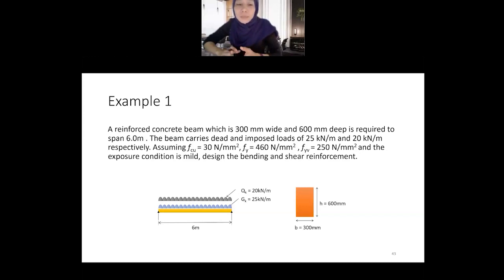formula. But in this class, because dalam soalan ni, kalau example 1 ni, dia akan minta bending reinforcement and also shear reinforcement, meaning ada dua benda yang you kena design. For this class, kita belajar bending reinforcement dulu sebab tak sempat, 1 hour only. So I terus start pada bending reinforcement.